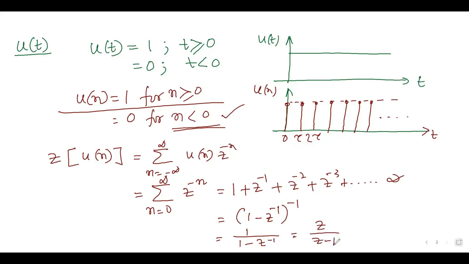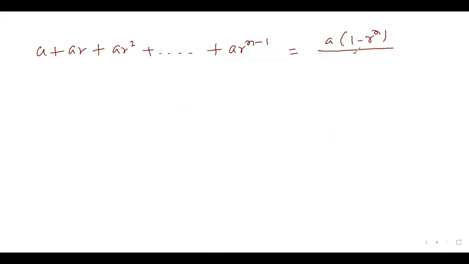Okay, because we know if I have a geometric series, say a, ar, ar square, and you have n number of terms, so we know the sum is a into 1 minus r to the power n by 1 minus r. Okay, now this is for a finite number of terms. Now if you have an infinite number of terms, that means a plus ar plus ar square up to infinity, we know this is basically a by 1 minus r, right?